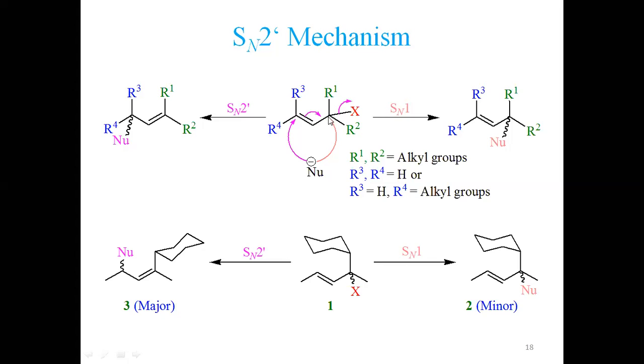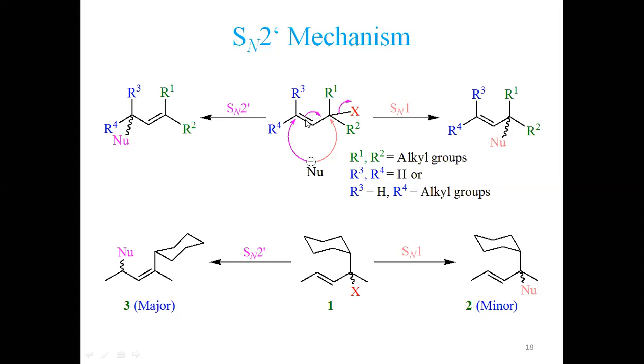This is being resonance stabilized by this pi. If this electron group leaves, the pi electrons transfer here, generating a positive charge here, and the nucleophile approaches this position, which is sterically less crowded. So this is not called the SN2 mechanism. This is in fact called SN2 prime, although it is also concerted. You see, this involves substitution and rearrangement.